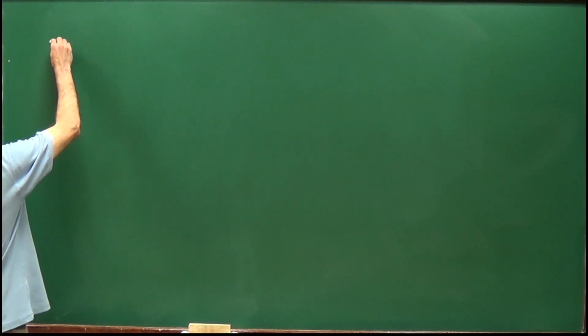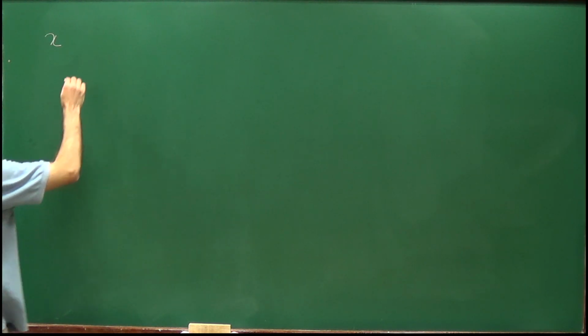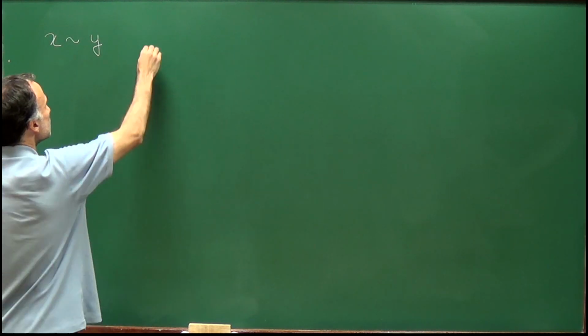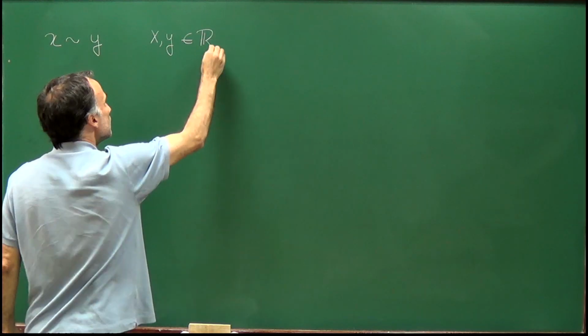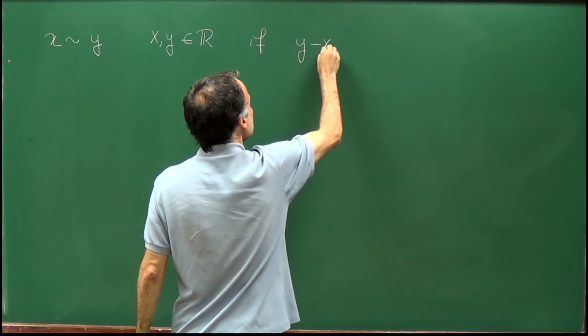To prove that, let me introduce in R an equivalence relation. I will say that x and y are equivalent, for x and y points in R, if the difference between x and y is irrational.